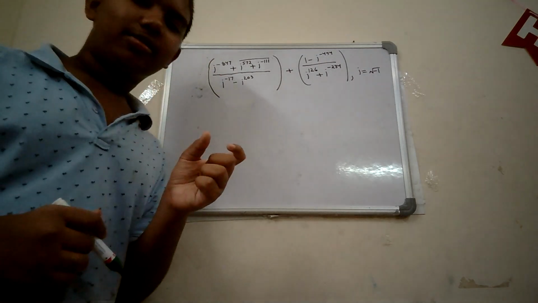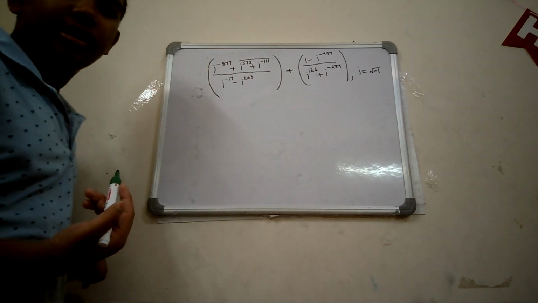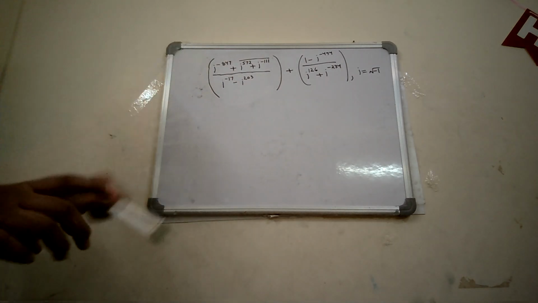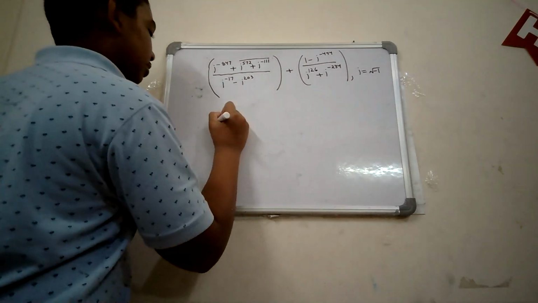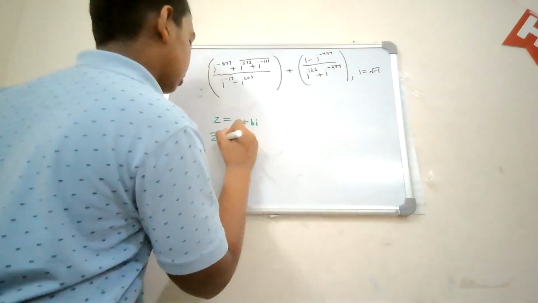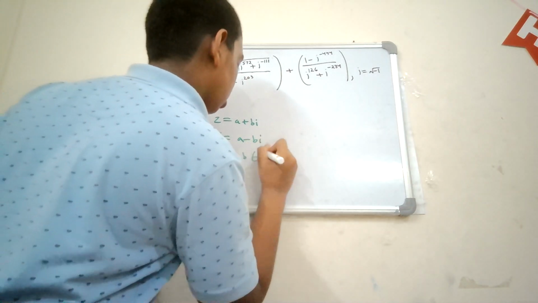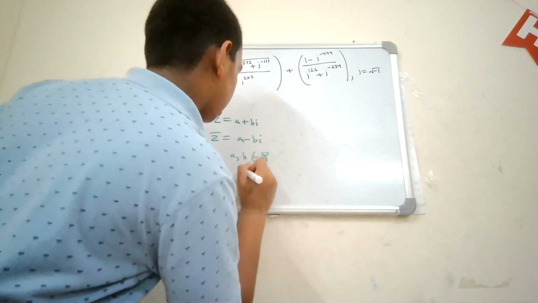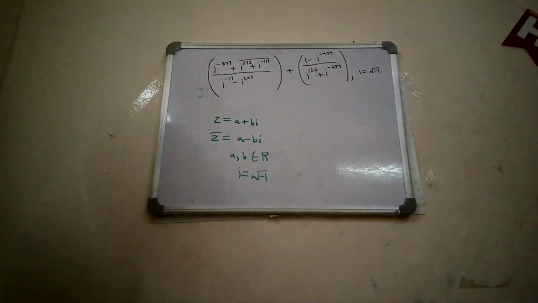Now there's something interesting you can see here. In this, there's a bar above this. Now why? This bar basically means the conjugate. And as you know, if z is a plus bi, then the conjugate of z will be a minus bi, if a, b are real numbers and i is the imaginary unit. We know this.